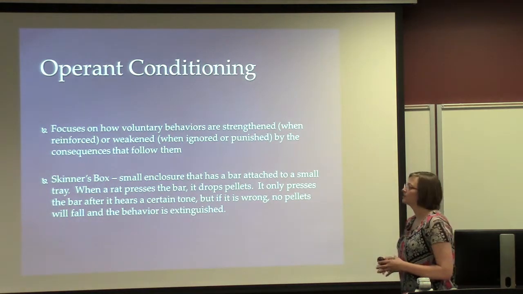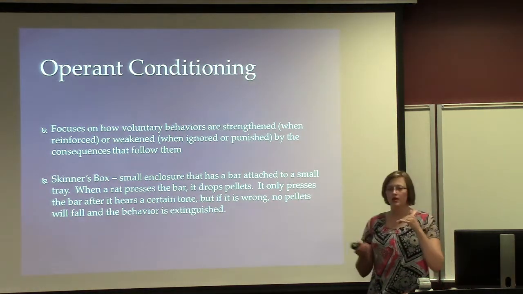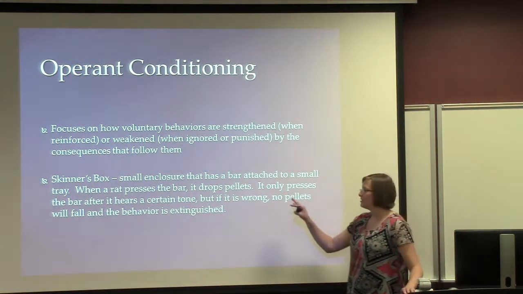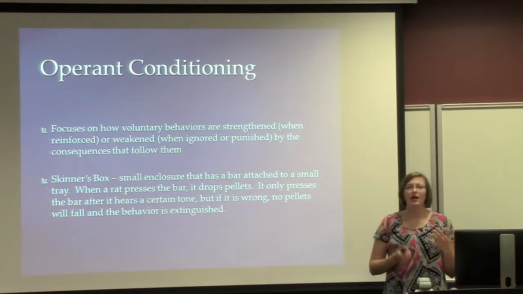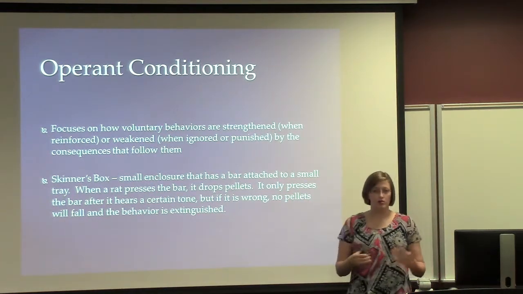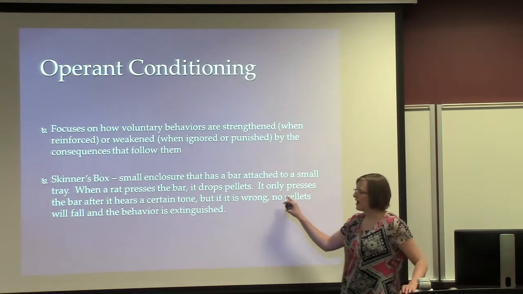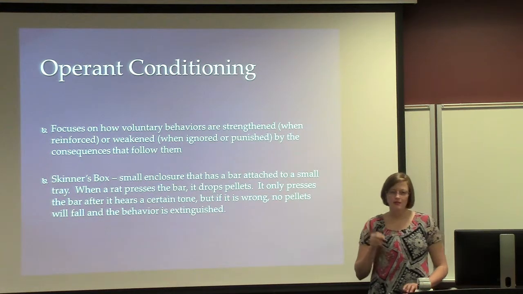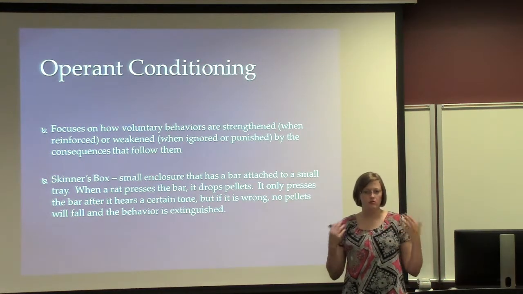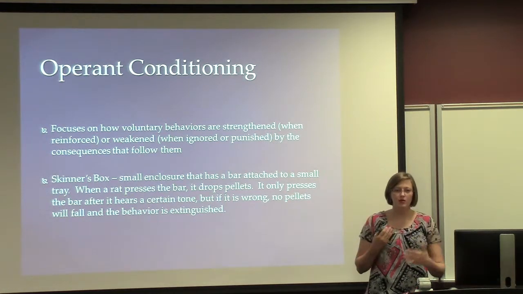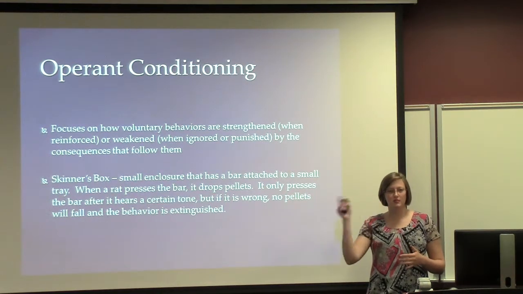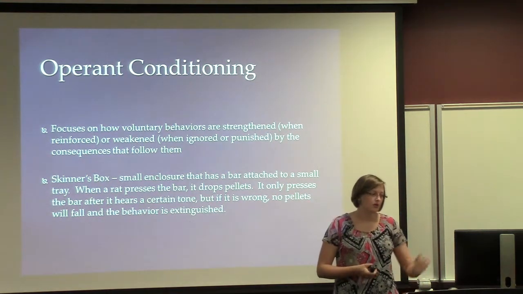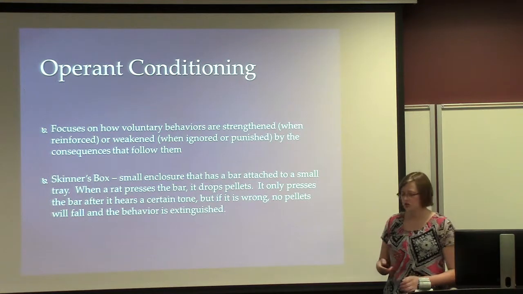This was a little box or a small enclosure that had a bar attached to a small tray with food pellets outside in a container. He then placed a rat in the box, and when the rat presses the bar, it drops the pellets to eat. The rat only presses the bar after it hears a certain tone. If it gets the tone wrong and it presses the bar, no pellets come out. So it learns that, oh, this isn't the right tone, so I'm going to stop. I'm only going to press it when I hear the right tone. So therefore, the behavior is extinguished.